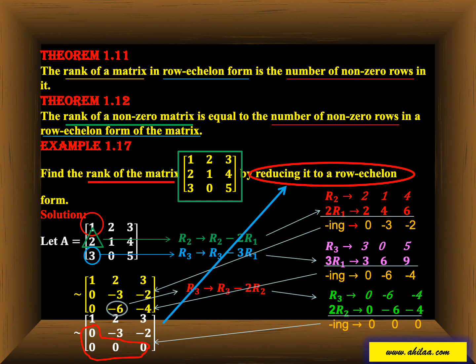Now how to get the rank? Count the number of non-zero rows. The first row is non-zero, second row is non-zero, so 1, 2. The third row is a zero row. So the number of non-zero rows is 2. Therefore rank equals 2. Got it? Superb.